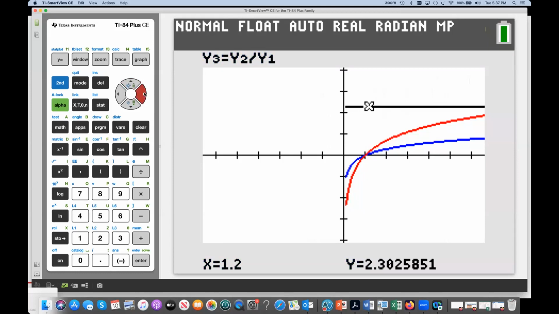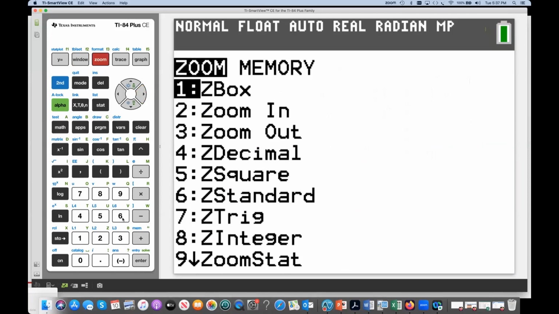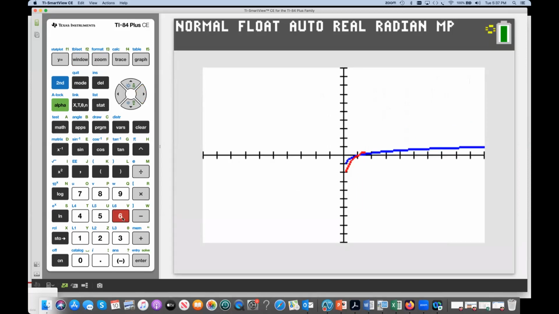Okay, so it looks like it's a constant 2.3025851. I'll tell you what, I'm going to change my window slightly. Actually, let me just do a zoom standard. My main reason for doing that is I was looking for where the constant graph crosses these graphs. And it looks like it crosses right at x equals 10. It crosses my red graph.